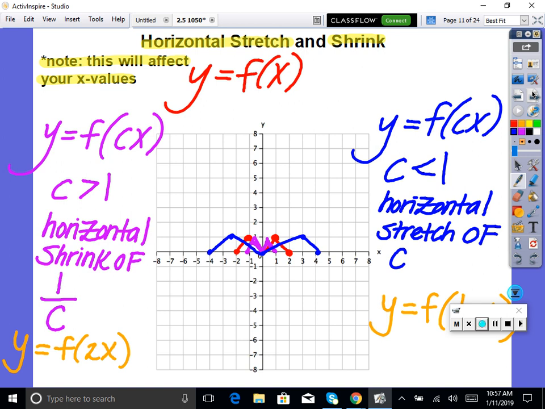So writing that down. So everybody, if you see this, y equals f of 2x, this is not a stretch of 2. It's a horizontal shrink of 1/2. Do you see how we flipped it? I'll explain why in just a second.